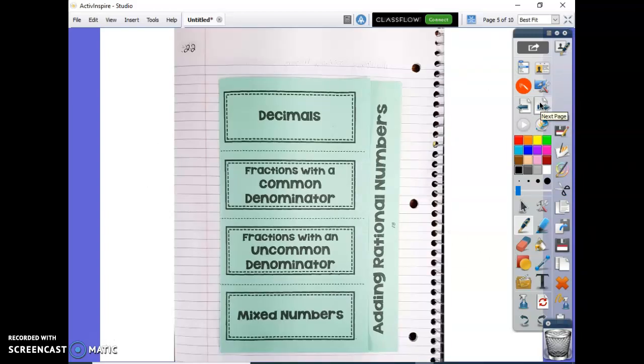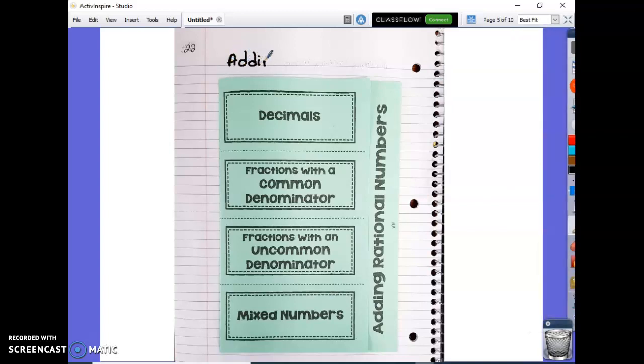Go ahead and do the practice problems on this page. You should be able to follow the examples. The same rules apply for all of these. Go ahead and label this as adding rational numbers.